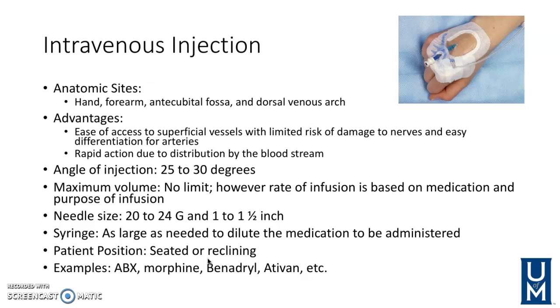You have no maximum amount of volume that you can place in an IV. So remember, it's going straight into your bloodstream. So we can actually put just as much medicine in there as we would like. Our needle sizes are going to be much bigger. So 20 to 24 gauge here, 1 to 1.5 inches. The syringe, it depends on how much medication we are administering. The position will also depend on the patient and their comfort.